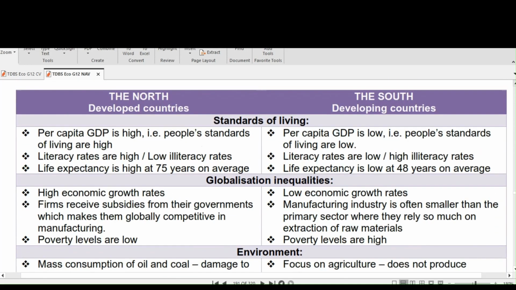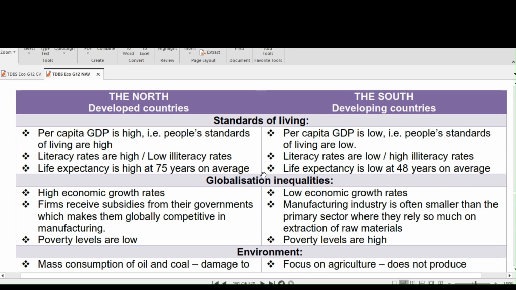Per capita GDP is high in the North and low in the South. Per capita income is when total income in a country is divided by the number of people in that country. If the figure is low, then it indicates low living standards. Life expectancy is higher in the North than it is in the South.